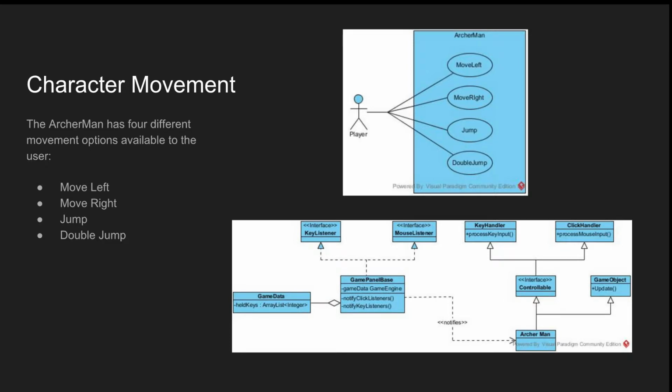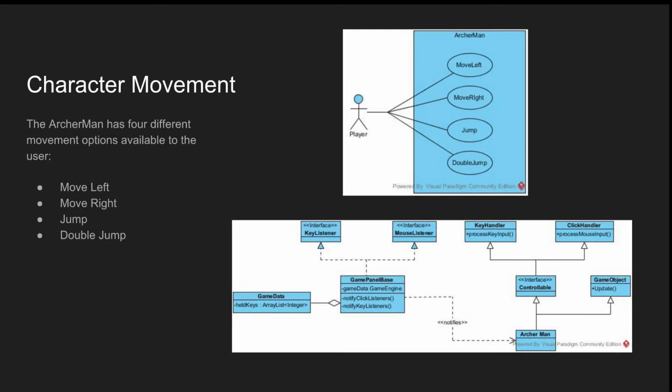So what happens there is that every object in the game that implements key handler is notified. And our Archerman, which implements controllable, which extends key handler, is able to be notified from the game panel. And after this, the game panel notifies the Archerman, and the Archerman processes the key input.